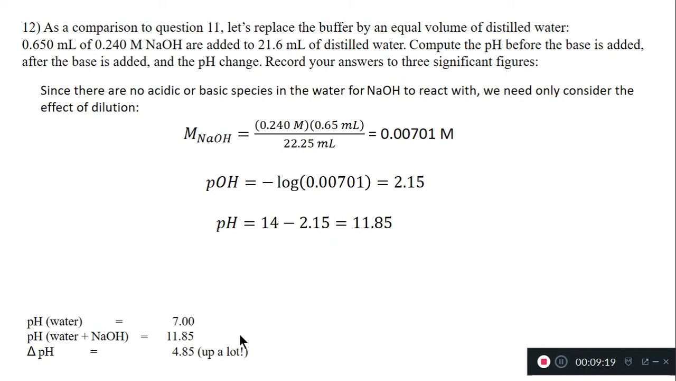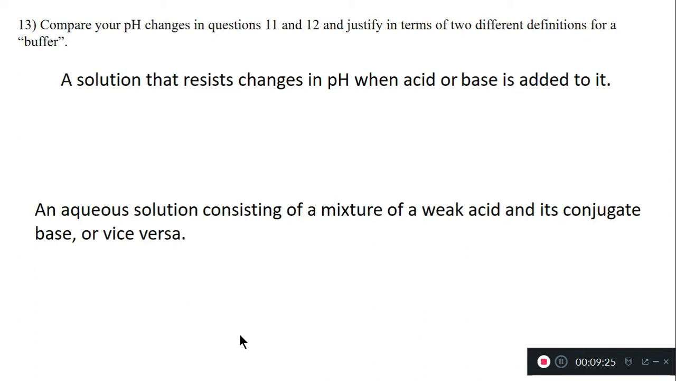Now, the last part to wrap this up is to simply say, okay, explain 11 and 12 in terms of the definition of a buffer. I will give you two definitions of a buffer. These are two ways we typically define it. One is by what a buffer does. The purpose of a buffer is it's a solution that resists change in pH when an acid or base is added to it. Well, we saw that. It resisted pH change, so I had only a 0.04 compared to a 4.85, a substantially smaller pH change.